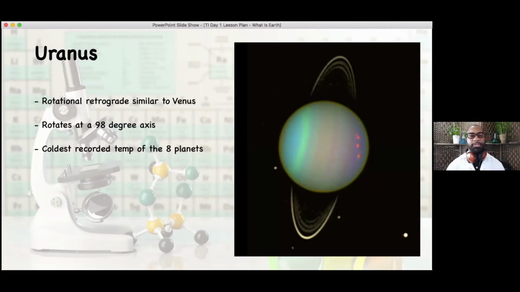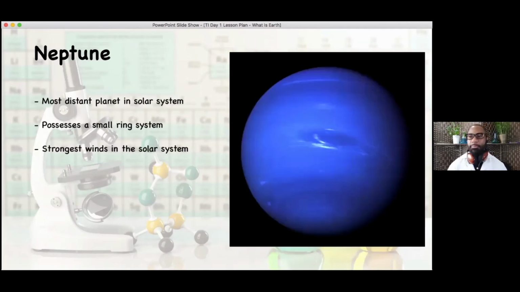And that's possibly thought to be similar to Venus. At one point, another large rocky object or another planet perhaps made an impact with Uranus, changing its complete rotation. And it also has one of the coldest recorded temperatures of all the 8 planets in our solar system. After we pass Uranus, we get out to Neptune, the most distant planet in our solar system.